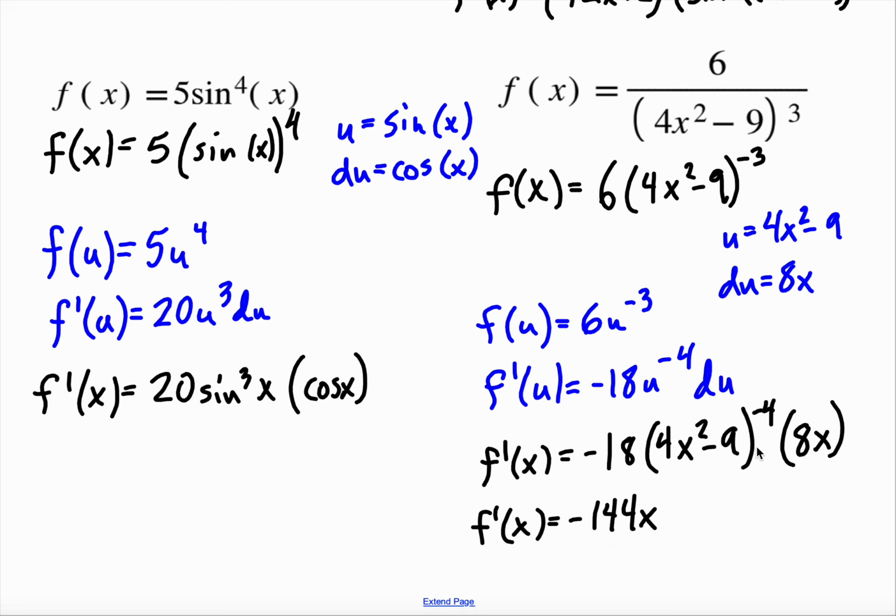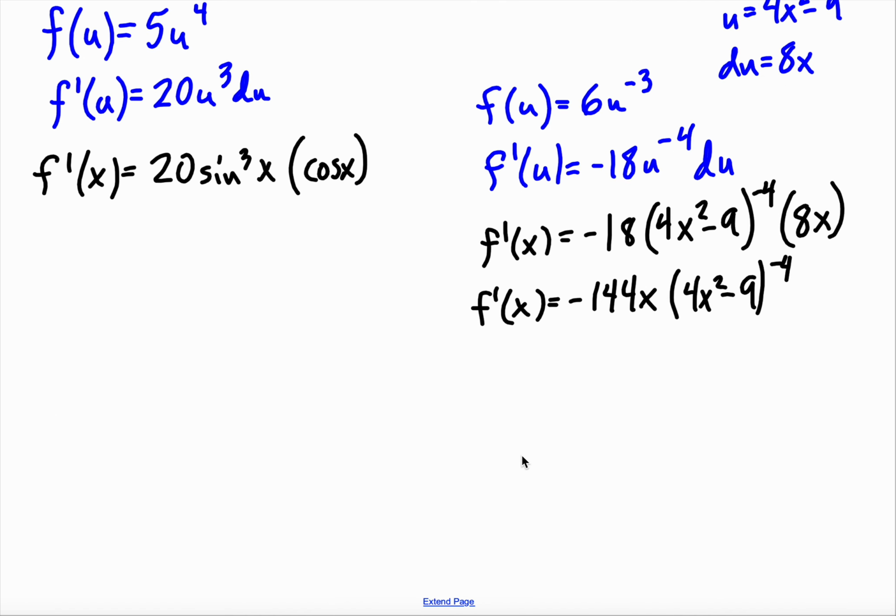And we could just leave this as a negative. You could just write it like this, or sometimes people would put it back into the denominator. And if they did that, you would get f prime of x equals negative 144x divided by 4x squared minus 9, and then that would be to the 4th. Okay, so now we're done with this one.